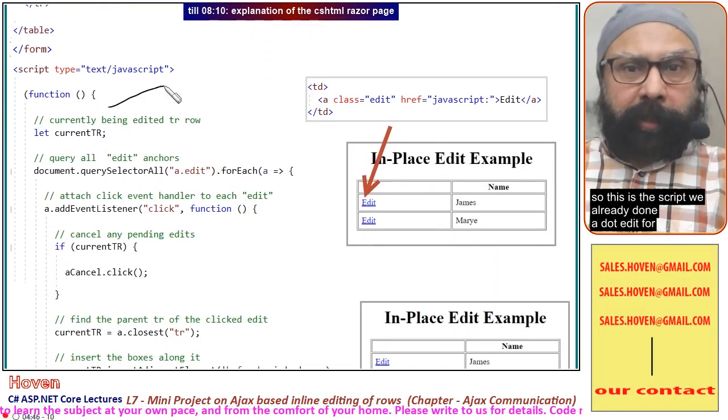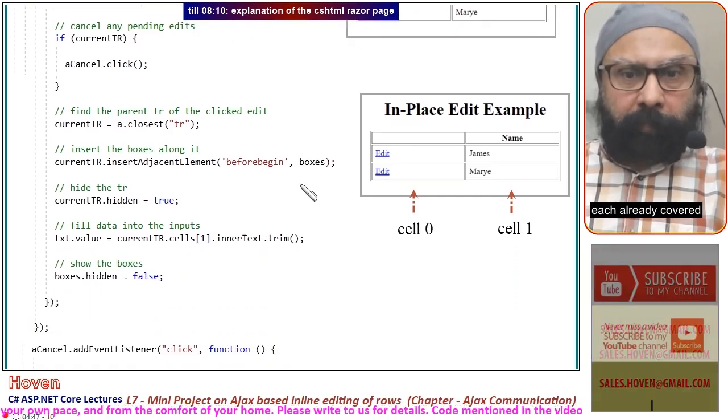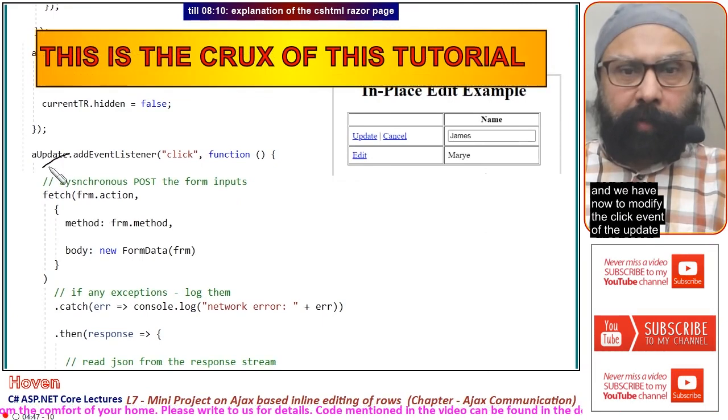So this is the script we have already done. The a.edit forEach is already covered. And we now have to modify the click event of the update button.